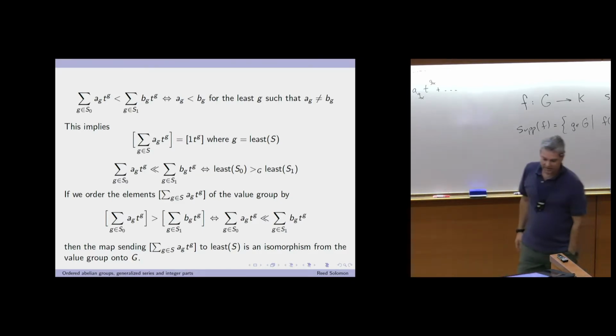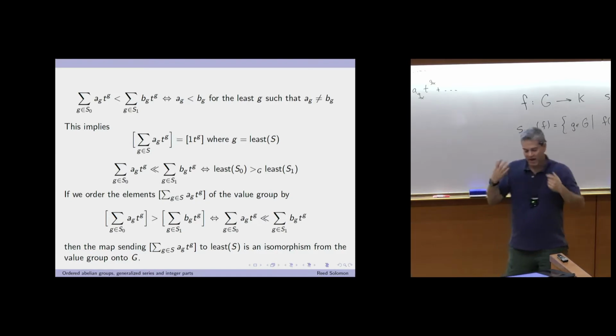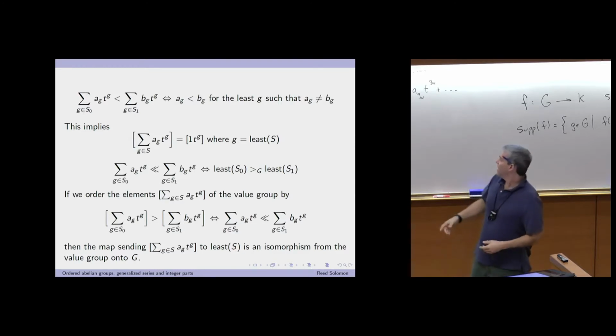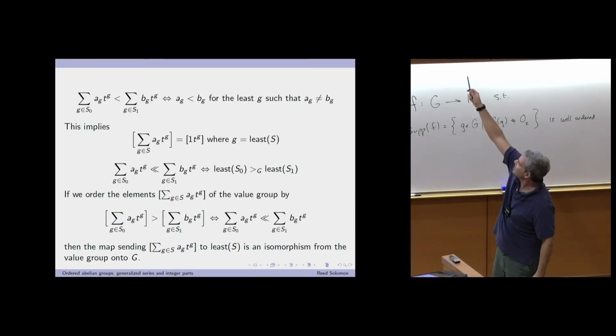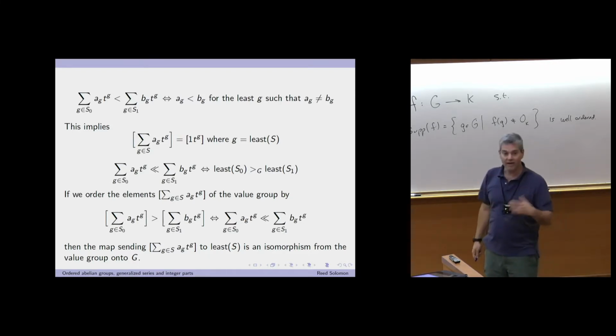Right, so we want in the value group to say the equivalence class of the sum over the S0 index is bigger than the equivalence class for the one over the S1 if the S0 term is Archimedean less than the S1 term, right? And the point is that makes the order agree with the G order on the least elements of the index sets. So the point is that the map now that sends the Archimedean class to the least element of the index set is now an order isomorphism from the value group onto G.